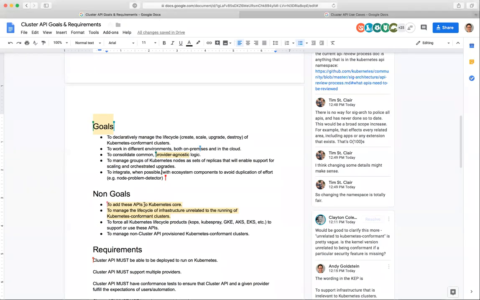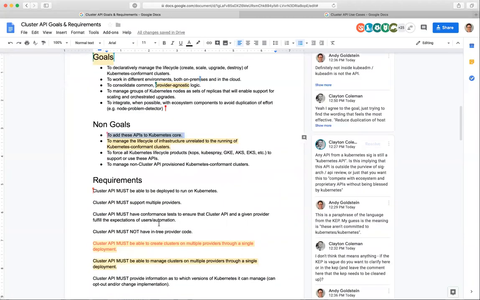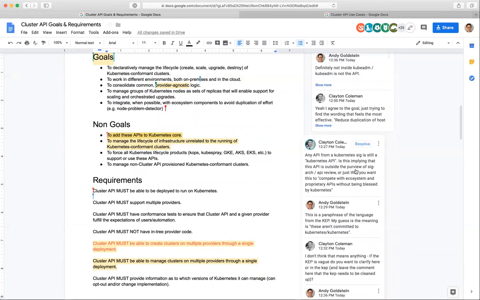So I think your mention of core is a good next topic. This non-goal is a paraphrase of what's in the KEP, and it's to add these APIs to Kubernetes core. I know there was a decent amount of discussion over here with Clayton about what this actually means, and does it involve API reviews?